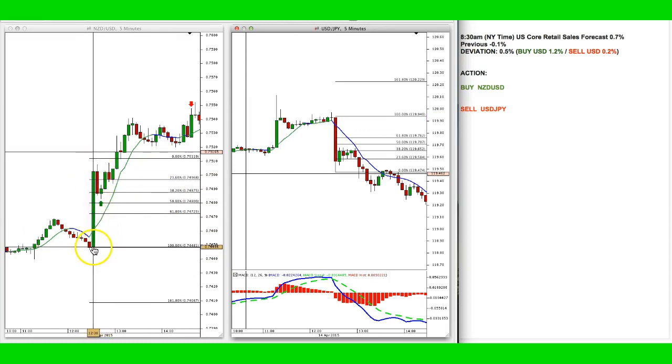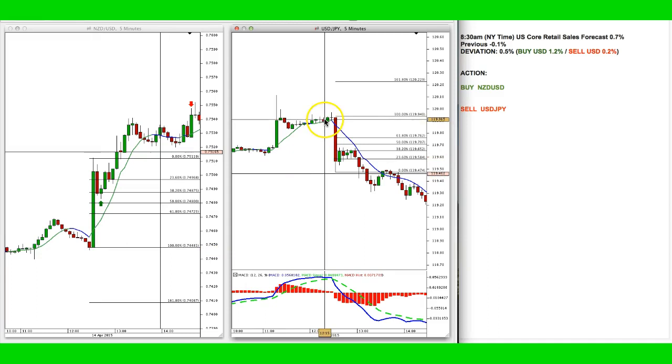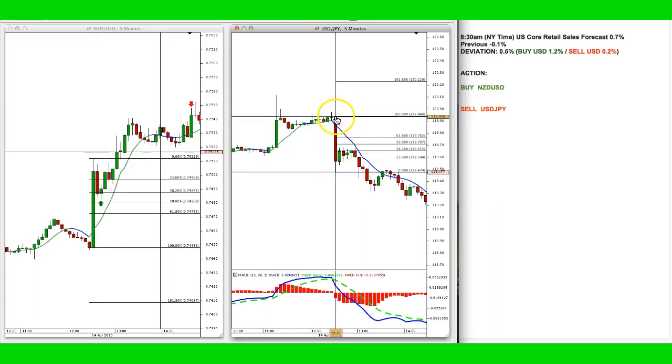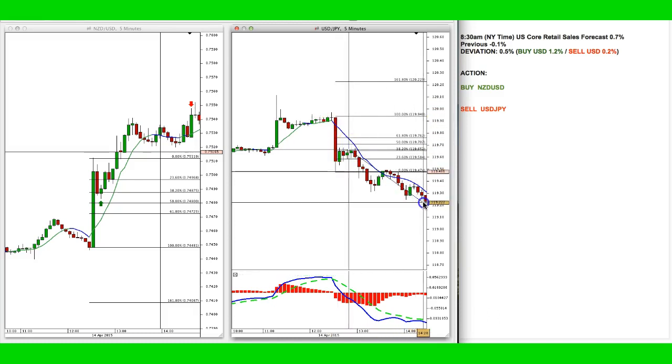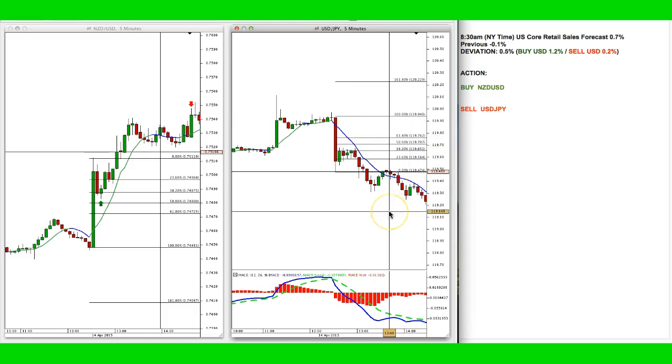So wherever the support level is, you put 10 pips below the support level. That would be your stop loss. Here, 10 pips above the initial reaction on USD yen. And this one, I think we managed to capture over 100 pips. And again, we exit these trades before 11 o'clock.